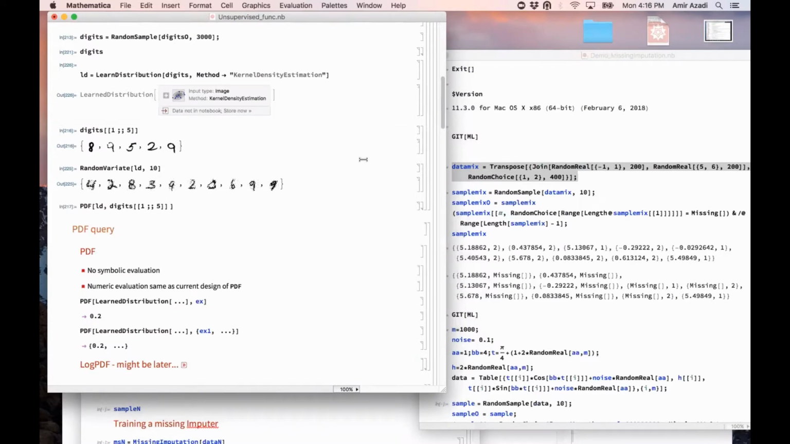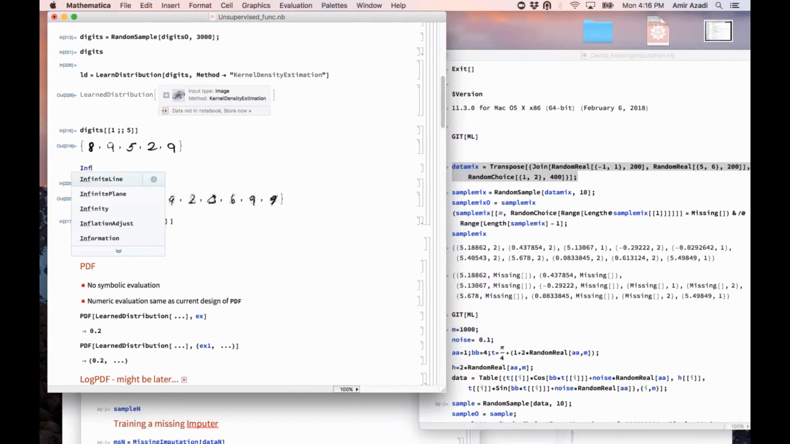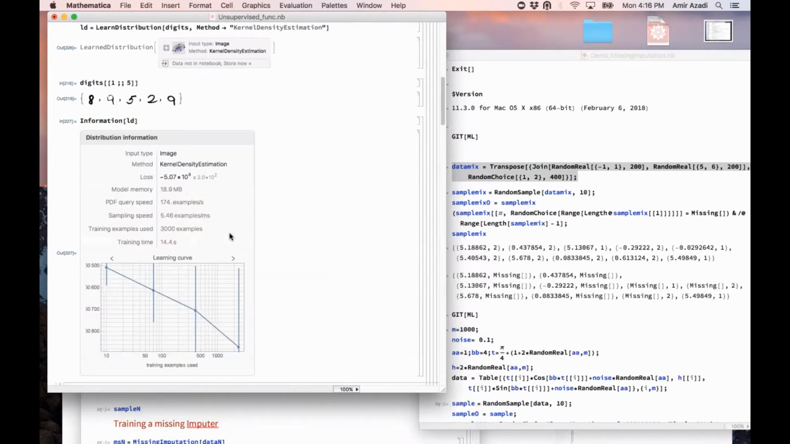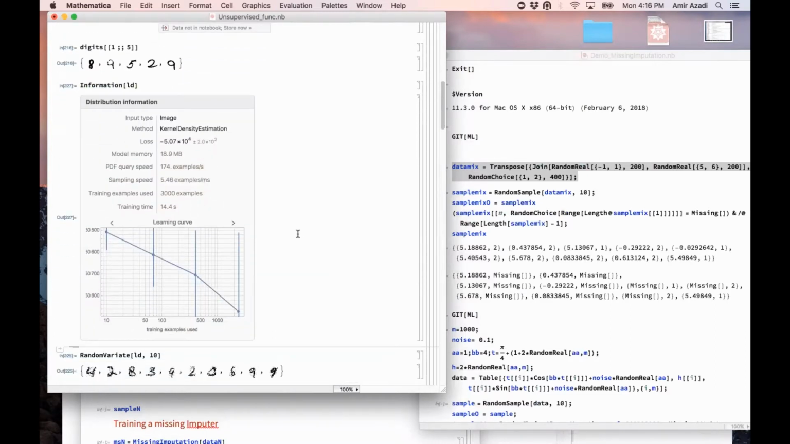Okay, so we can do information on LD. Then you can look at the number of examples and the loss. So indeed, the loss is like minus 5 times 10 to the 4, but for some reason it didn't show up on the left of the graph. We have to fix that. Well, there's a minus sign missing. But I don't understand what it means to have a negative loss like that. Well, it doesn't mean much when you learn a distribution.